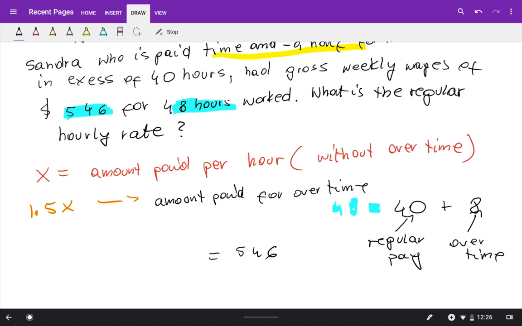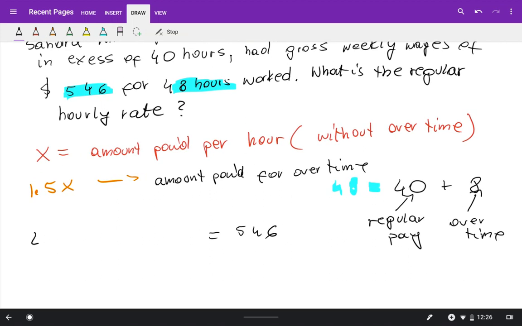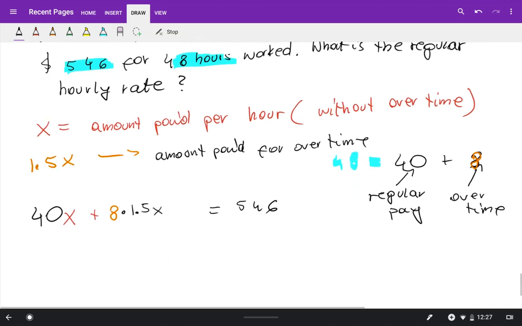Okay, so what we know is that for 40 hours, she's receiving her regular hourly rate, which we don't know yet, that's your x, plus she has 8 hours of overtime. For those 8 hours, her rate is 1.5 times her regular pay. So this is 1.5x, and together you get 546.